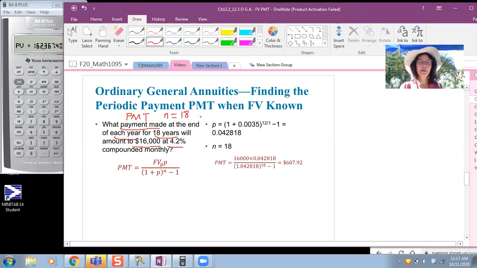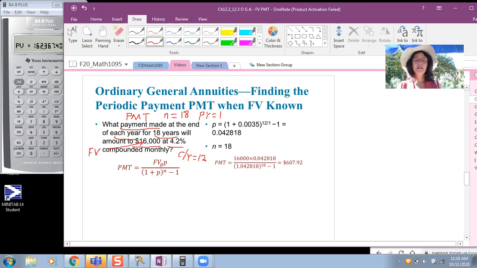And in 1 year you make one payment. So PY equal to 1. And the money will accumulate to 16,000. So 16,000 is FV, future value. And interest compounded monthly means CY equal to 12.